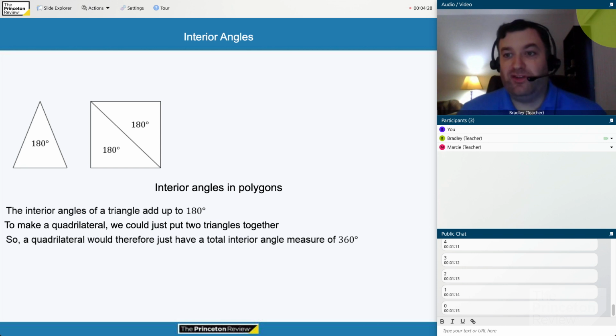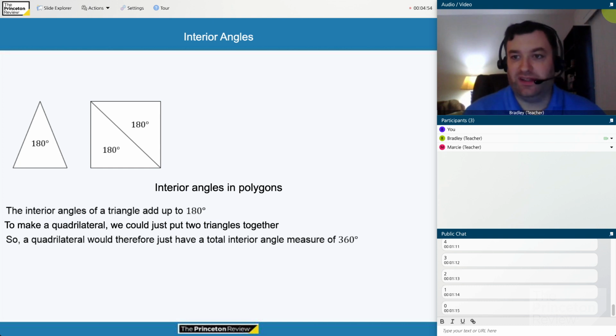So given that we have 2 triangles, each of which has a sum of interior angles of 180 degrees, we would just add those up to get that the sum of the angles in a quadrilateral is 360 degrees. The other easy way to get there for quadrilaterals is in a square, you have just 4 right angles, which would add up to a total of 360 degrees.